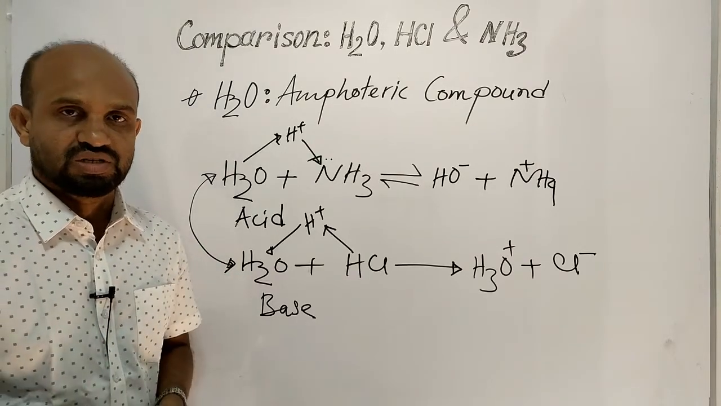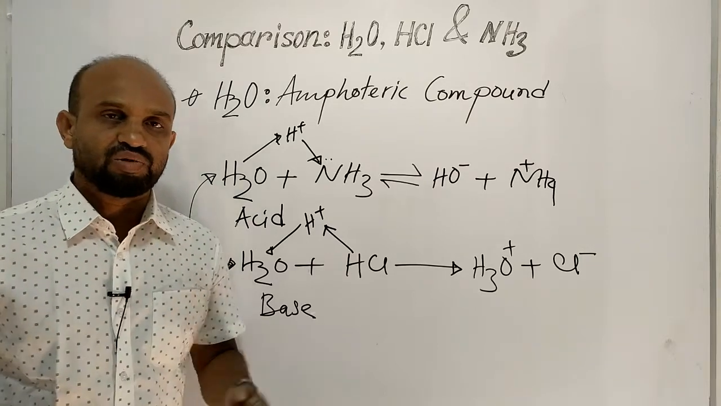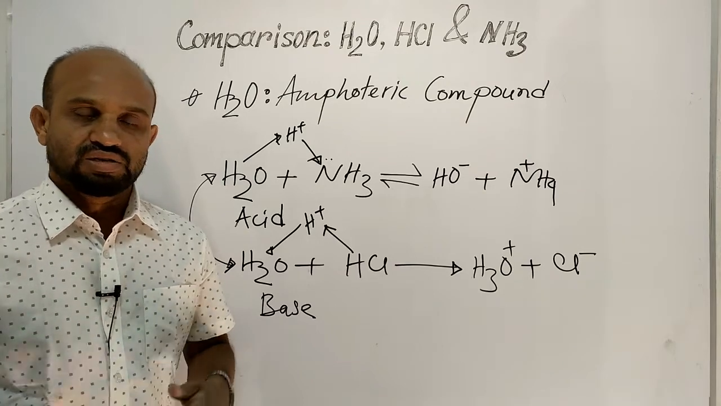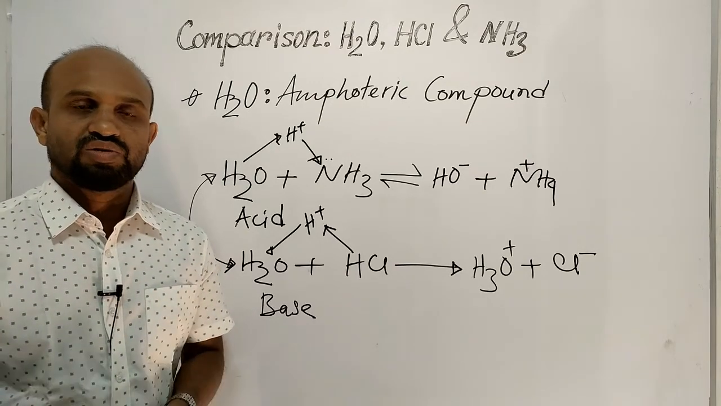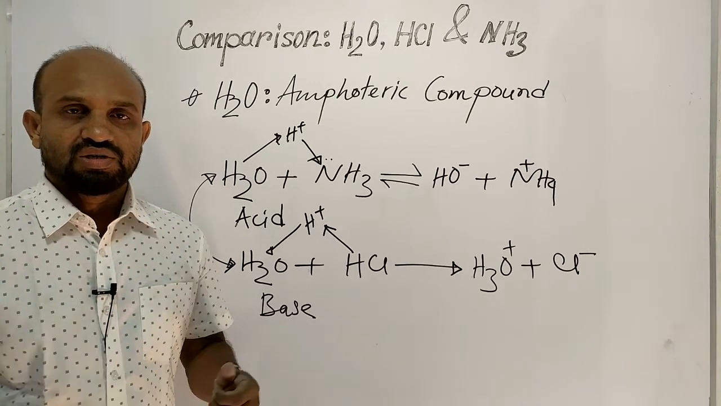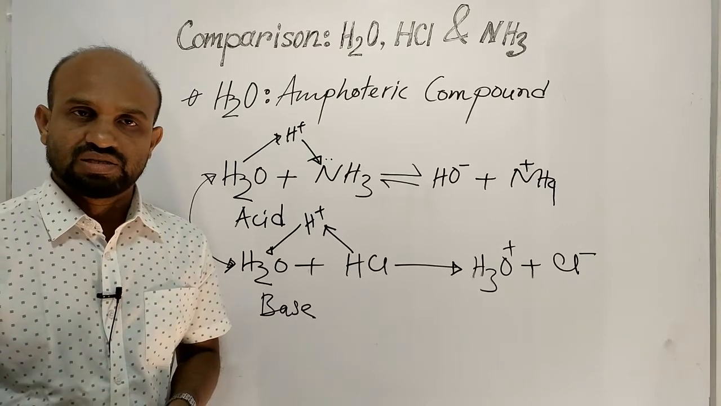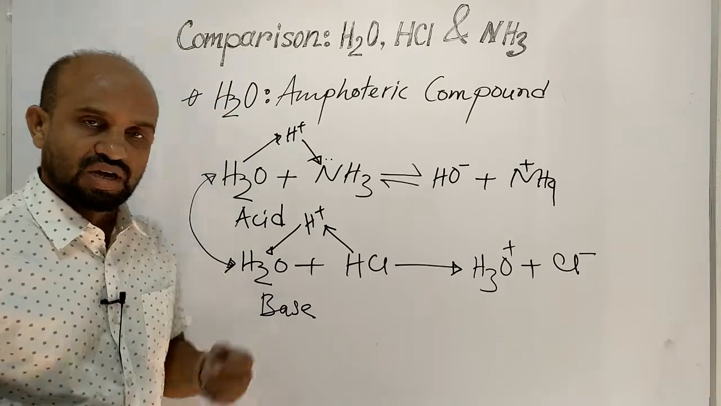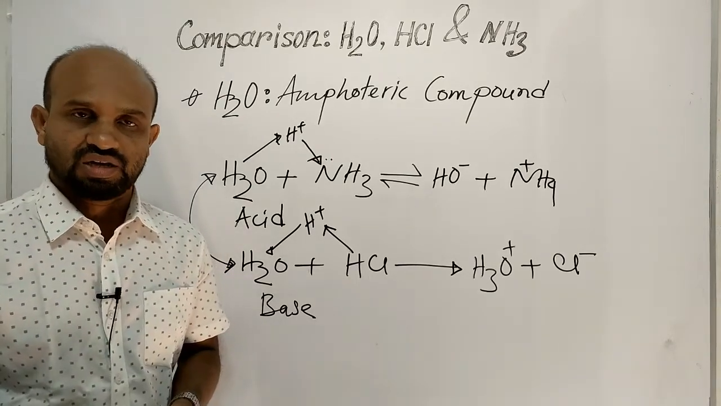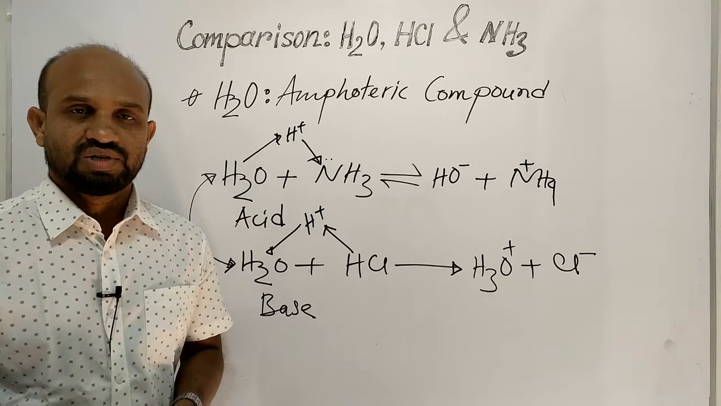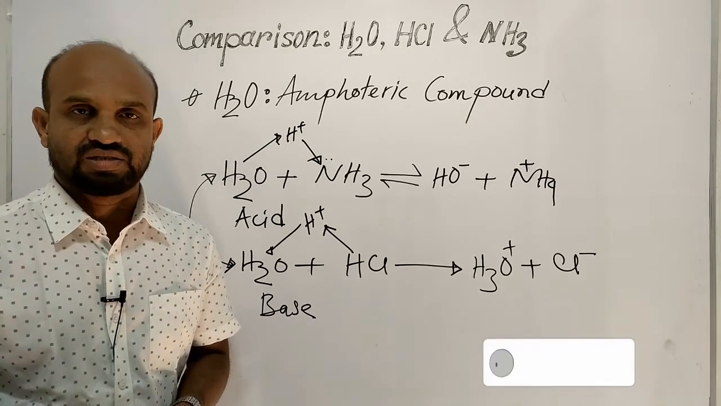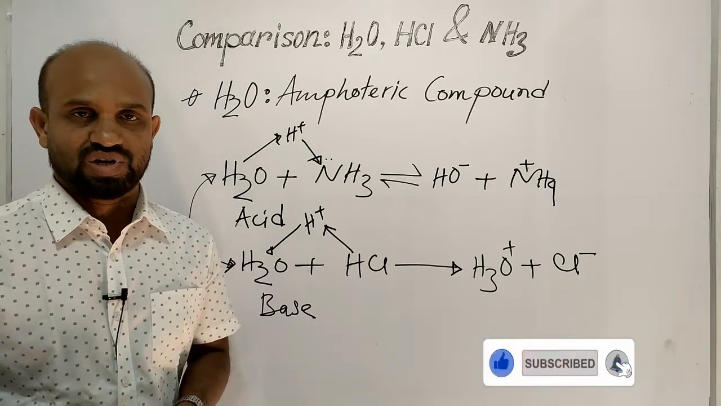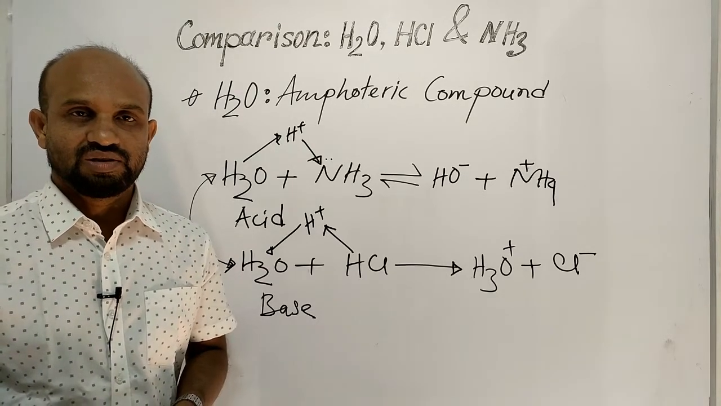So according to the definition, the compounds that can receive proton and donate proton according to the Bronsted-Lowry concept, those compounds are base and acid respectively. Since water can donate and can accept proton, that means it can act as acid and base, water is a kind of amphoteric compound. No more today.